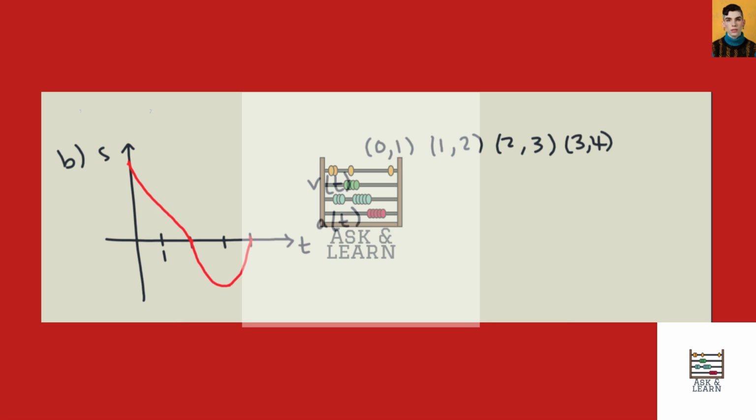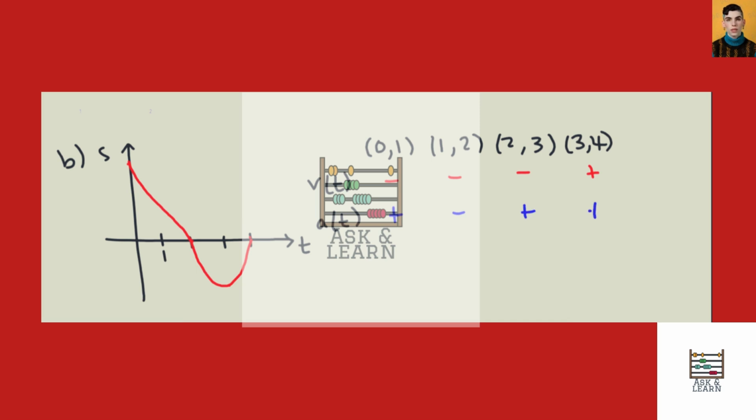Okay, so this graph is decreasing from 0 to 3, and so it has a negative velocity from 0 to 3. This graph is increasing from 3 to 4, so it has a positive velocity from 3 to 4. This graph is concave up from 0 to 1, so it has a positive acceleration. Then it's concave down from 1 to 2, so it has a negative acceleration. Then it's concave up from 2 to 4, so it has a positive acceleration again.